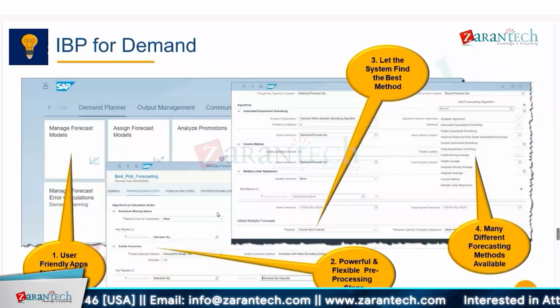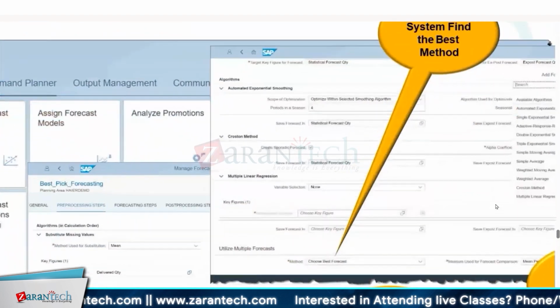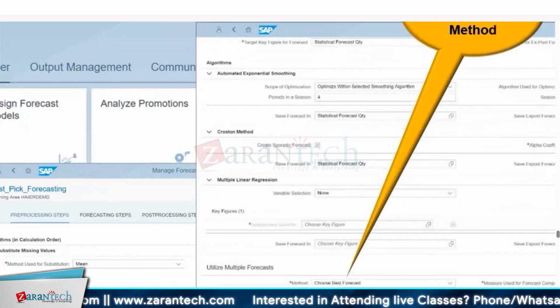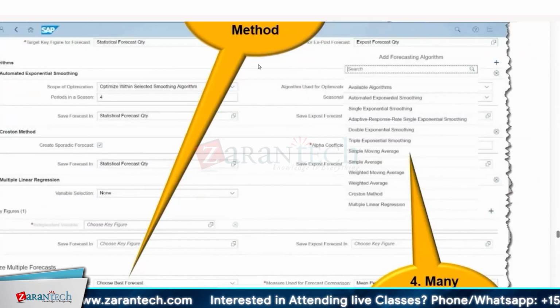On number four, you can see the forecasting methods. These are basically the forecasting algorithms. I don't know if you're able to see this. I will try to maximize this a little bit. Is it visible now? This one? Yeah, it is. The forecasting algorithms.